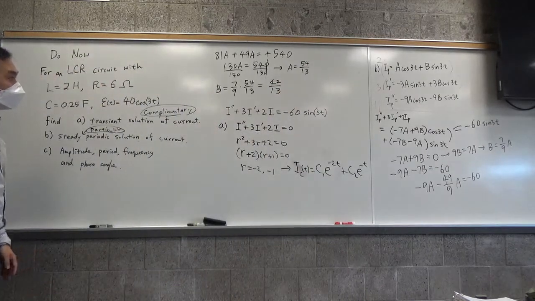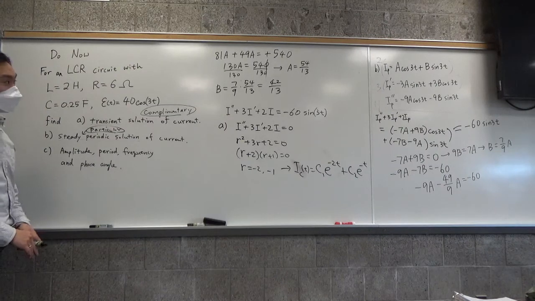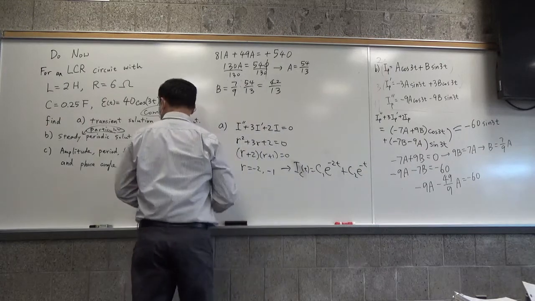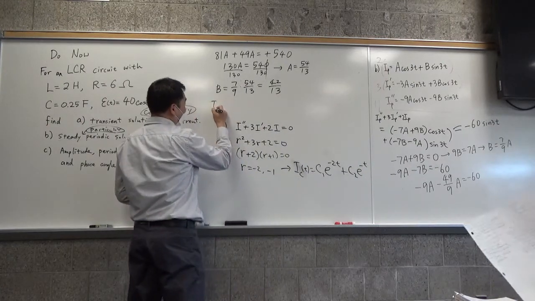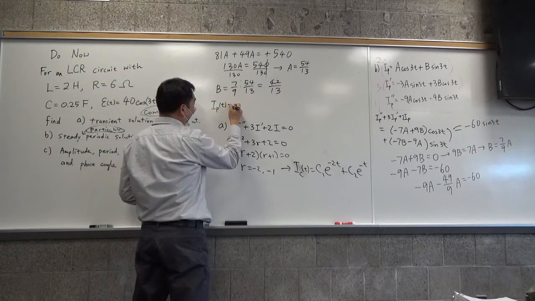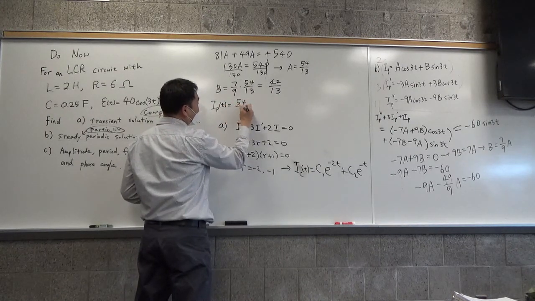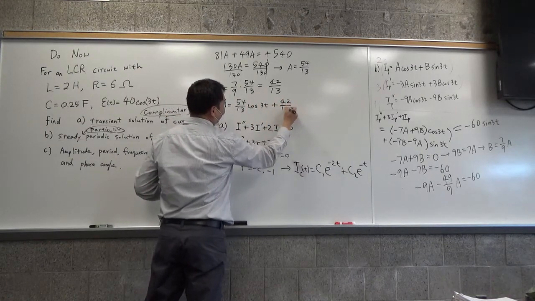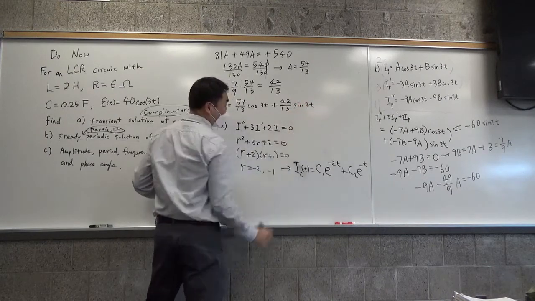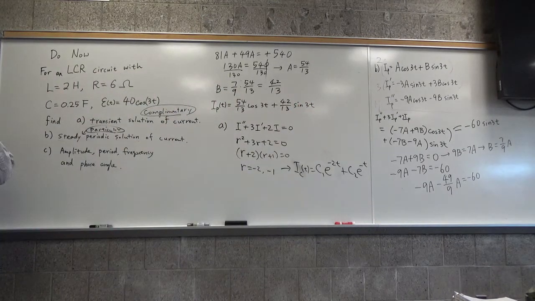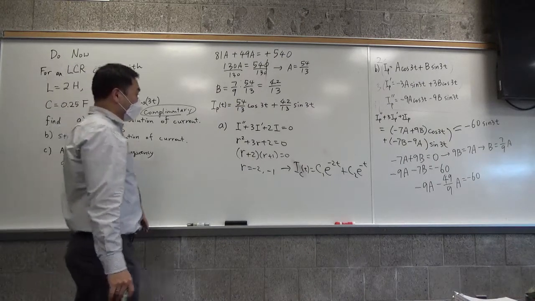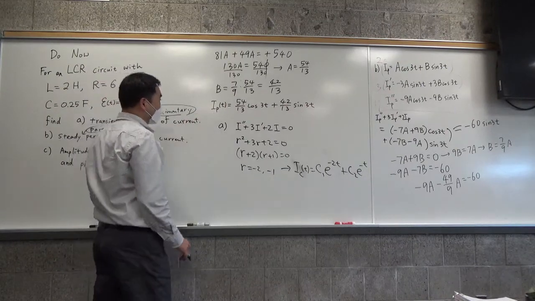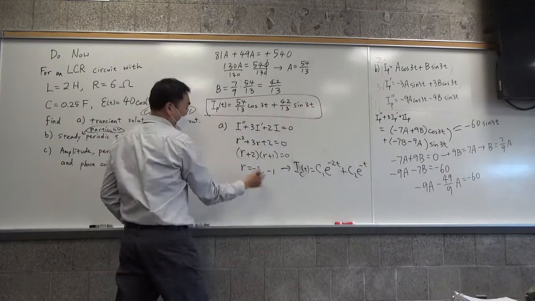Okay, so what's the answer to part B? The answer to part B would be: the steady periodic solution is 54 over 13 cosine 3t plus 42 over 13 sine 3t. Is that good? All right. So this is the answer to part B. That's the answer to part A.